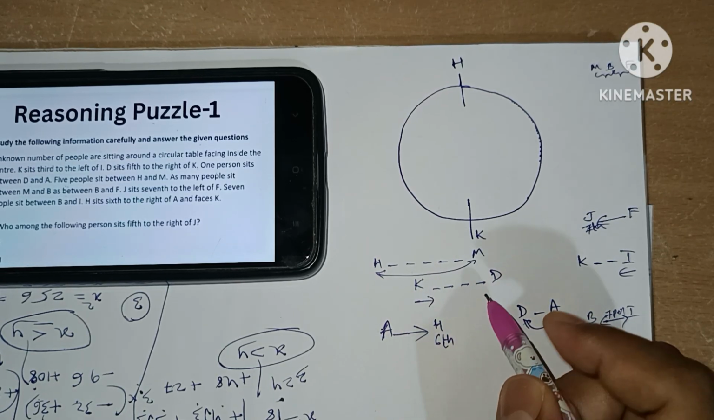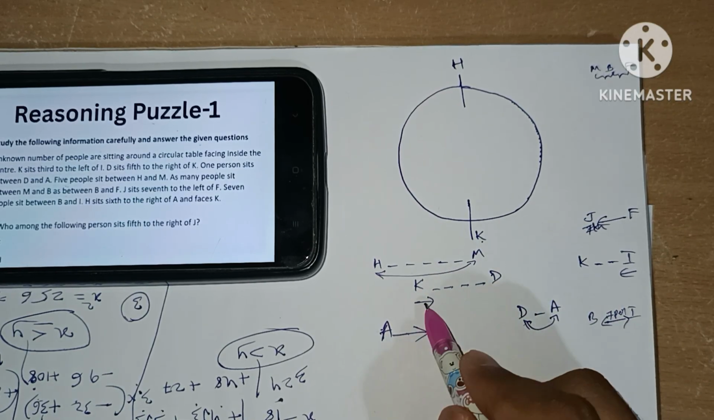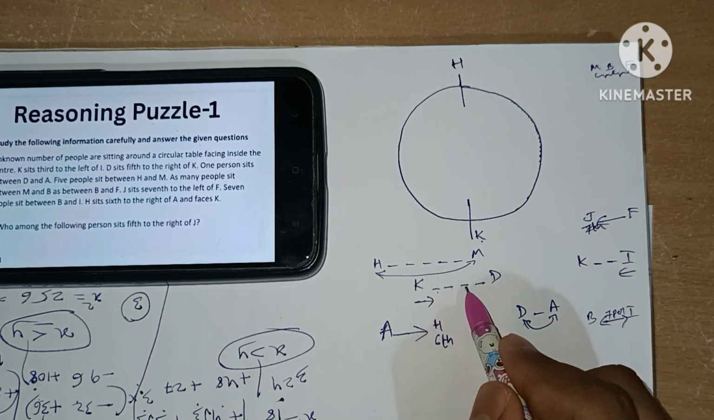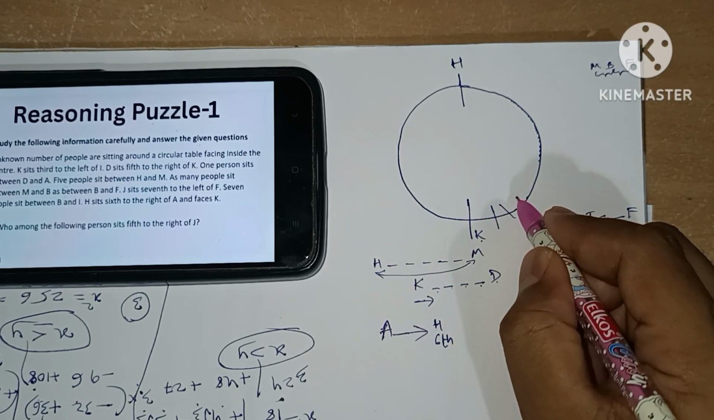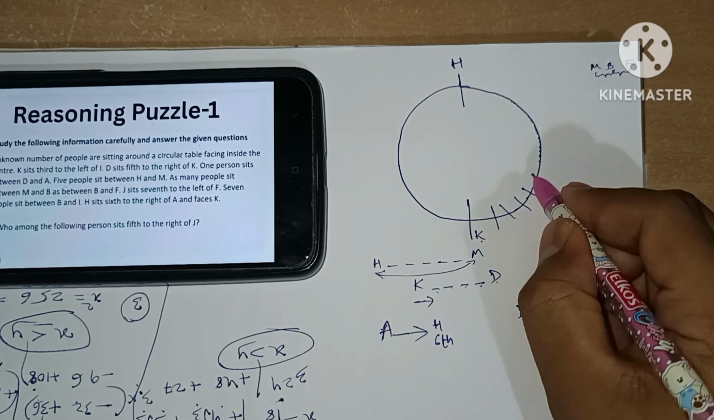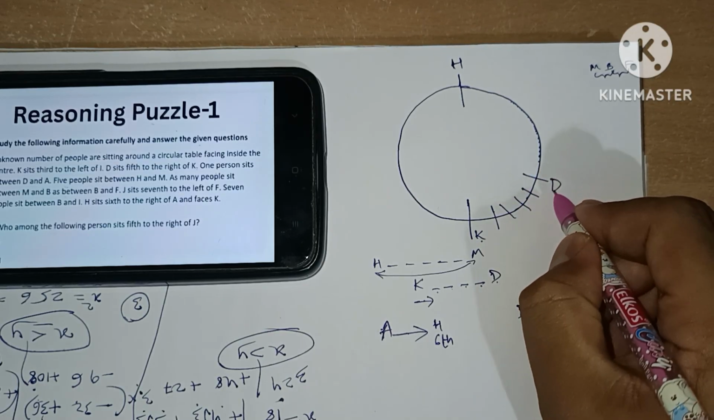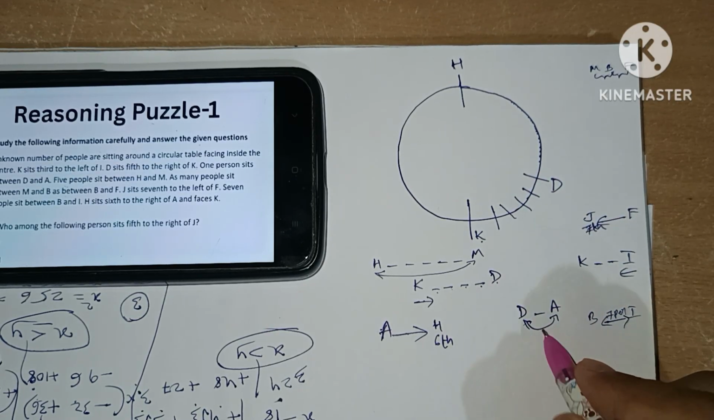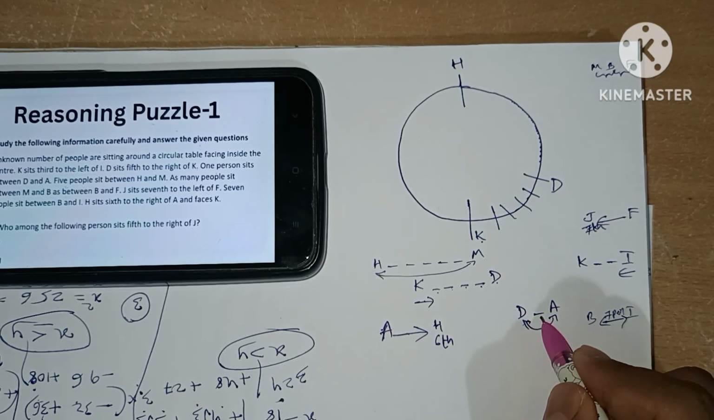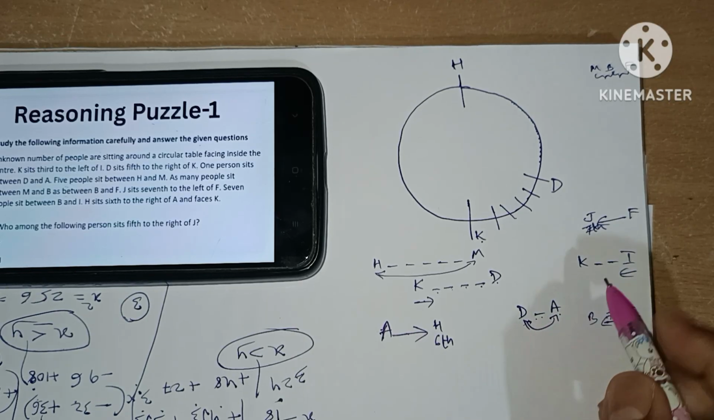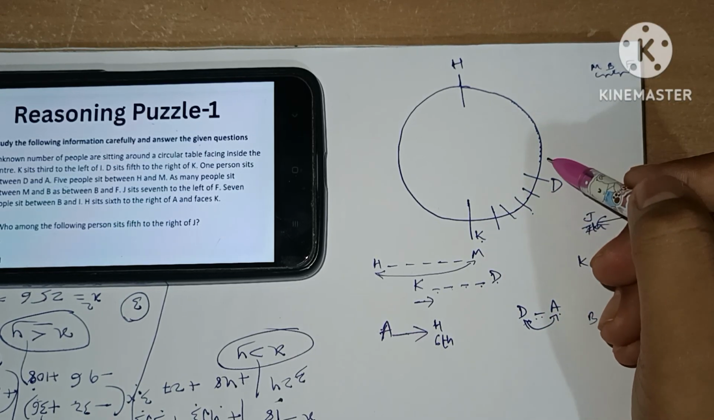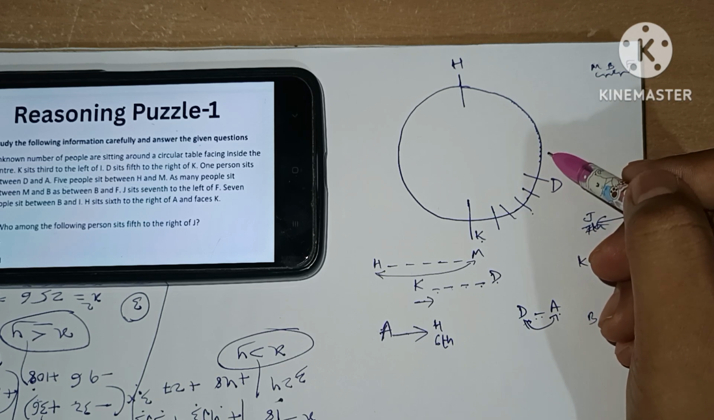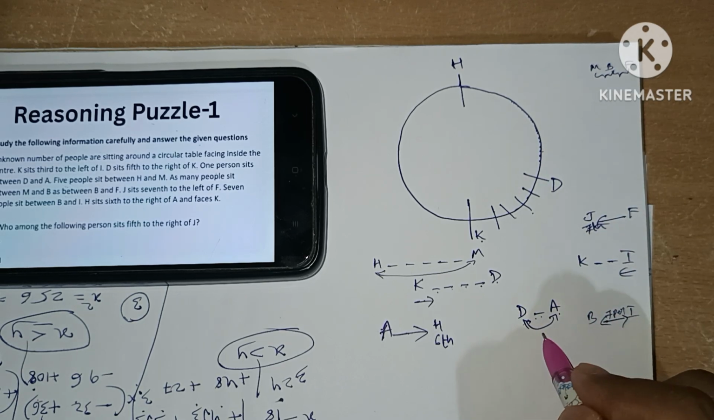Let's see this one. Here we have K. Here K 1, 2, 3, 4. Fifth one is nothing but D. Okay, we got D, which means we can place A. But maybe A is here or on the other side of D. So we get two possibilities.